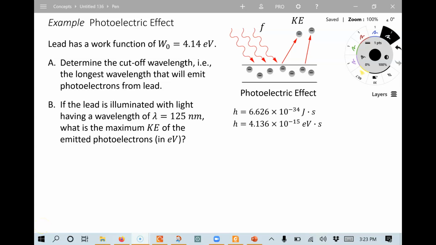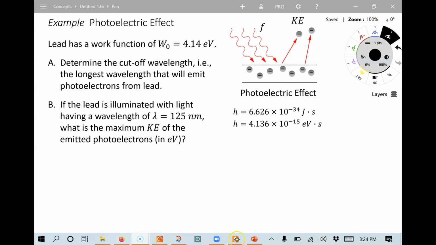Hi, this is an example problem on the photoelectric effect. Pause for a moment to read the question. All right, so we're given the work function of lead, the metal here, and we're asked in part A, determine the cutoff wavelength, i.e. the longest wavelength that will emit photoelectrons from lead.